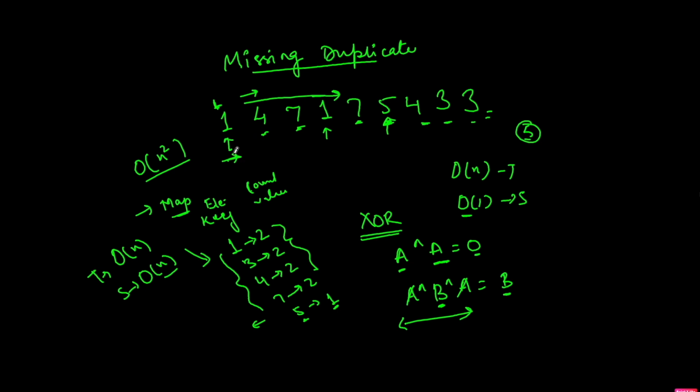Now we can XOR all the elements of the array, right? Each duplicate element, when we do the XOR, will become 0. So 1 XOR 1 becomes 0, and then 4 XOR 4 becomes 0, 3 becomes 0, 7 becomes 0. So the only remaining element is 5. If we do the XOR for all the elements in the array, the result would be 5, which is our answer, the missing duplicate.